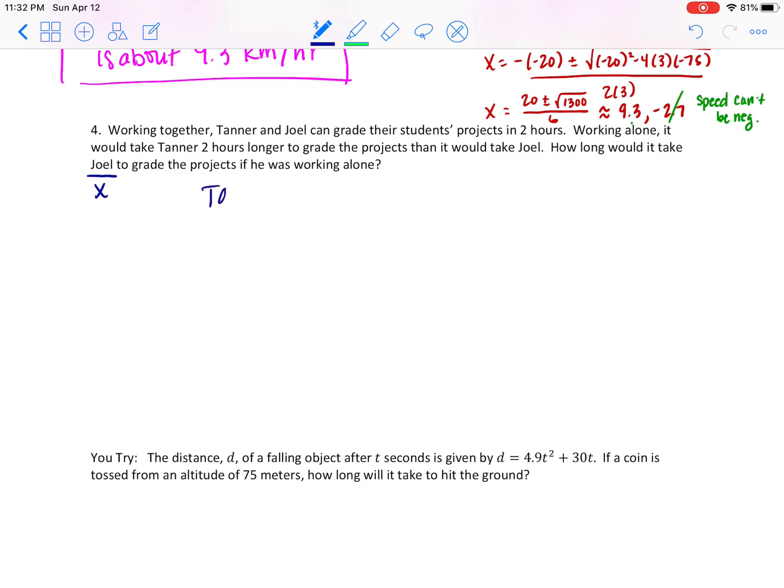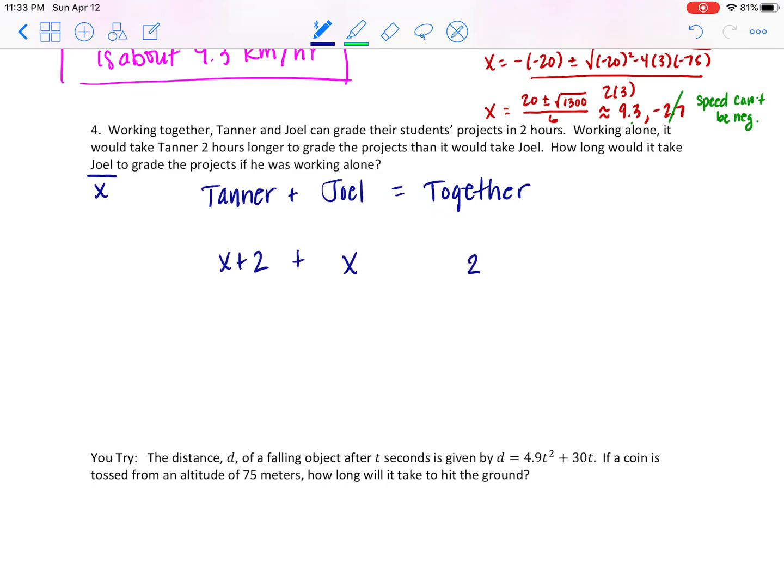Now, if you remember how we set this up, we've got Tanner plus we have Joel, and that would put them working together. Hopefully this is looking familiar. If you want more details on some of this, go back to your rational applications of rational equations notes, and you'll be able to see some more detail on how we set this up. But for now, Tanner says he takes 2 hours longer than Joel. Now Joel we didn't know, so we're going to put X there. If Tanner takes 2 hours longer, X plus 2 there for Tanner, and then together takes them 2 hours, so 2 over here.